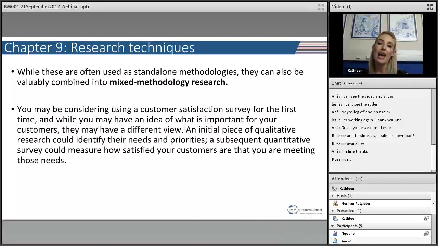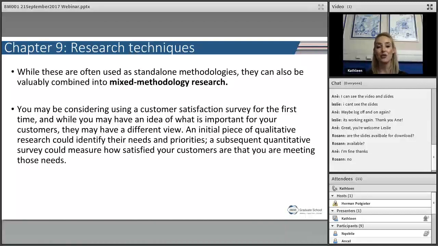So while these two methods, quantitative or qualitative, are often used individually, we are also more than welcome to use them in combination. And this allows us to benefit from the positive attributes of both methods. And we call this mixed methodology research.